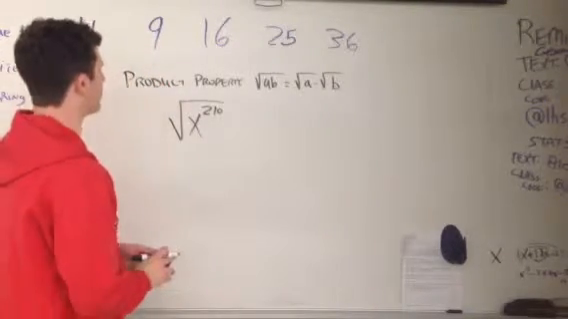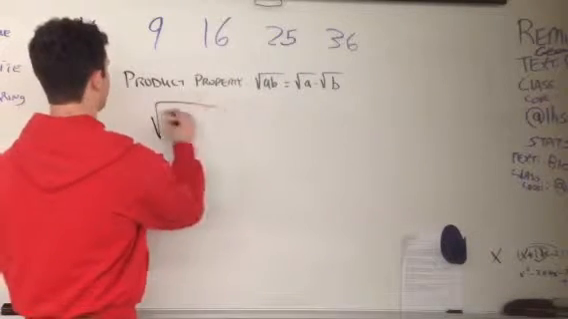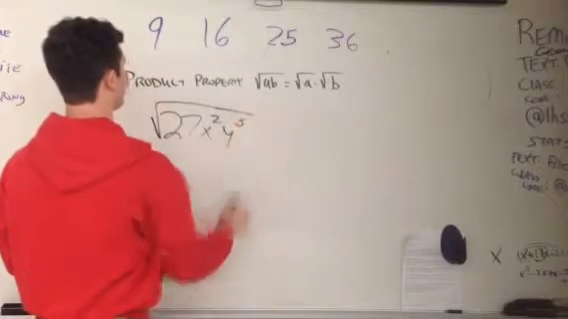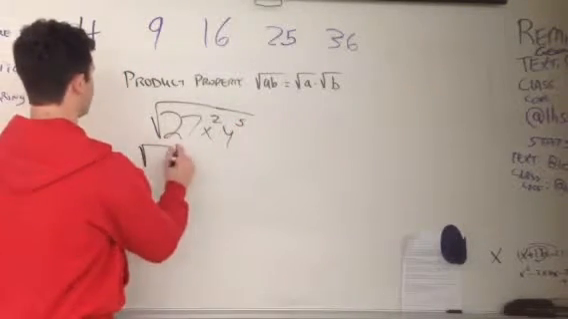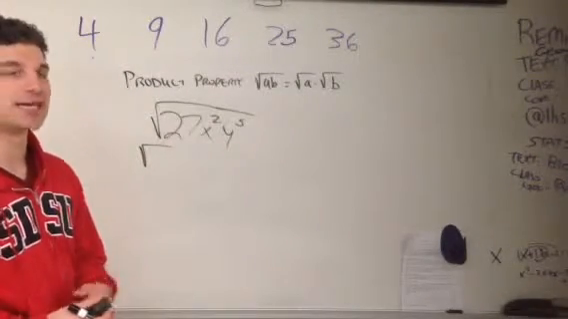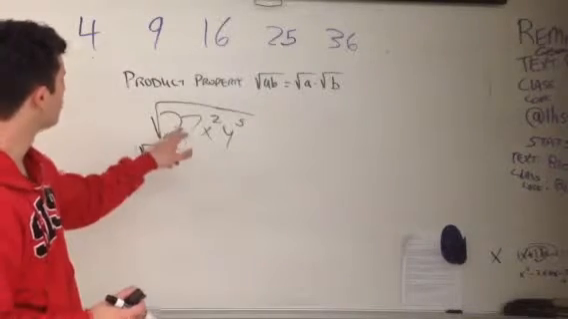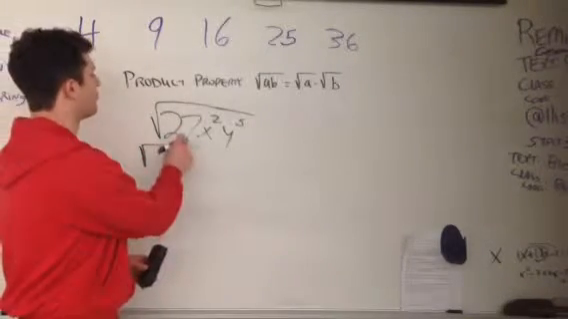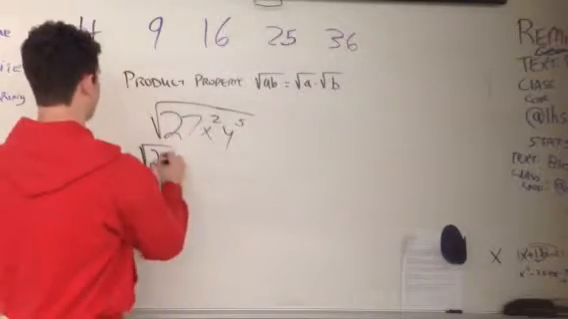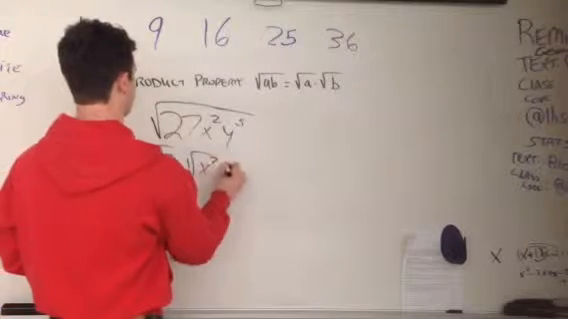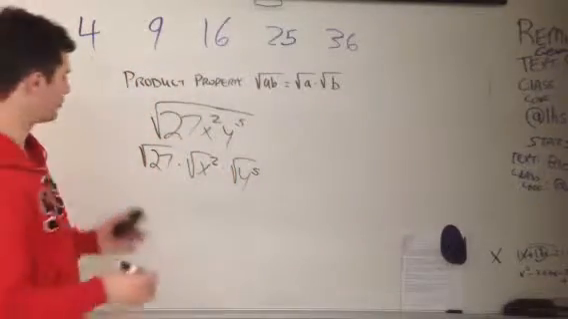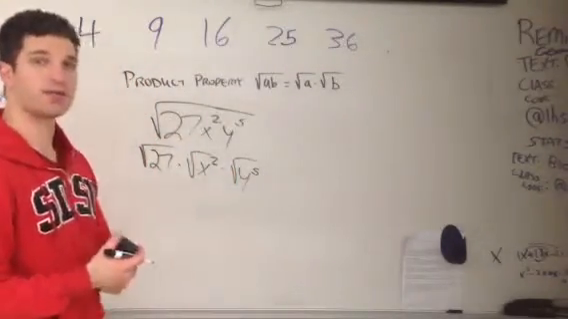Okay, so let's put this all together. Let's say we have the square root of 27x squared y to the fifth. When you have multiple things in the radical, the easiest thing we can do is separate everything. So this reads as the square root of 27 times the square root of x squared times the square root of y to the fifth. Step one, all I did was write these separately. Now what I'm going to do is simplify each one.